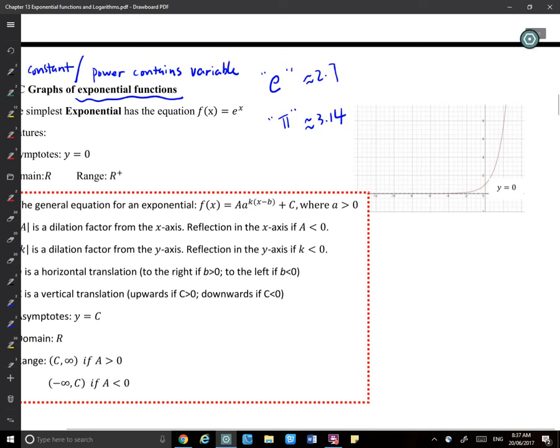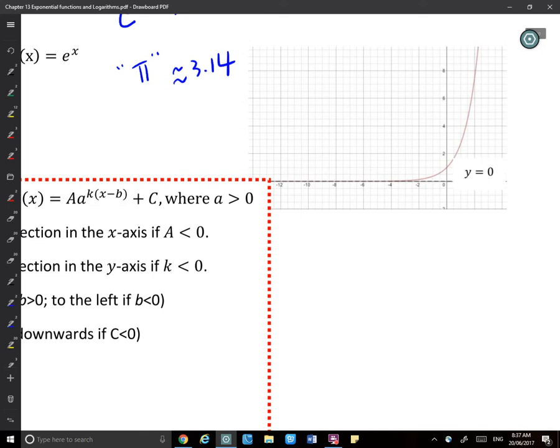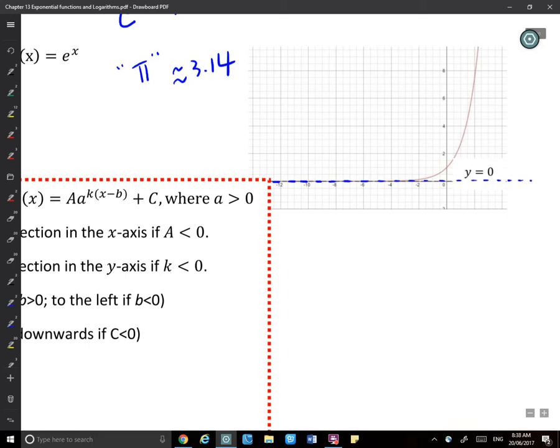And if you plot that on the Cartesian plane, you have a graph similar to that. The key feature of this graph is, well, you can't really see it clearly, it has an asymptote at y equals 0. There's an asymptote at y equals 0.